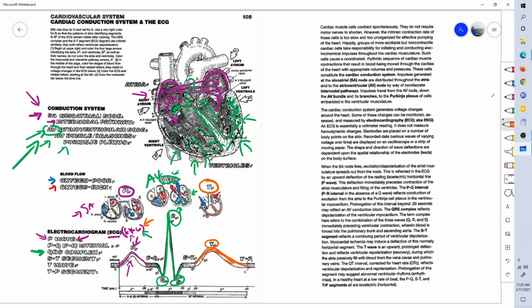Now, the other in-between waves, PQ intervals, ST, TP segments, they're for your own study, and just read about them down in here if you would like more information. But the basics of the EKG for our intensive purposes are the P wave, the QRS, and the T wave.